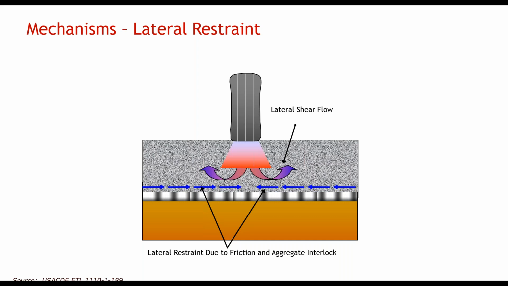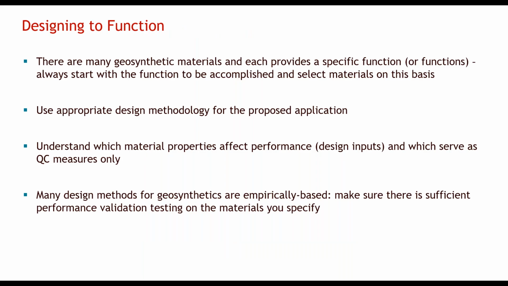I'll complete this portion of the discussion with the principle of designing to function. This simply means knowing what you are trying to accomplish and selecting materials accordingly. It's also important to use appropriate design methodology for the proposed application. As an example, the Giroux-Hahn method for designing gravel surface roads over soft subgrades was developed with a traffic limit of 10,000 passes, while AASHTO methods for flexible pavements are valid for millions of vehicles over many years. It would not be appropriate to use the two interchangeably.